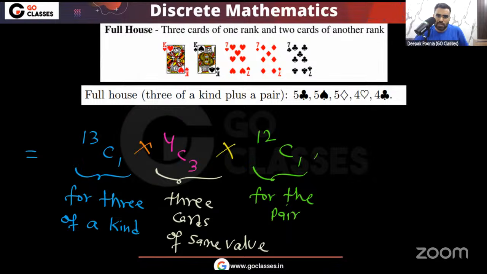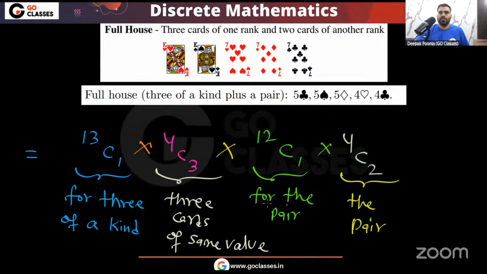Okay, so you can see remaining 12 values are remaining, because already one value we have considered for which there are three cards. Now 12 values are remaining. From these 12 values you choose one value, and for this value you will have a pair. So you can see the value that you have chosen, for that value actually there are four cards in four different suits, but I just want two of them. I want a pair. Okay, so you can see now this is the pair. So that's it, this is the answer.